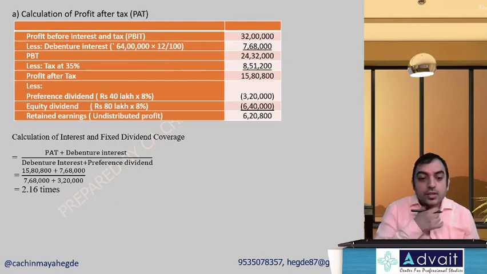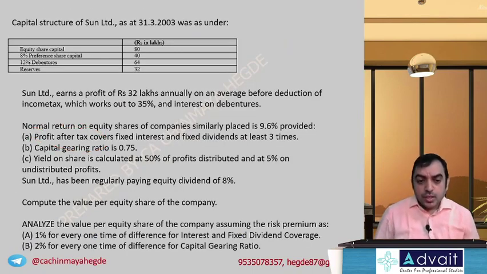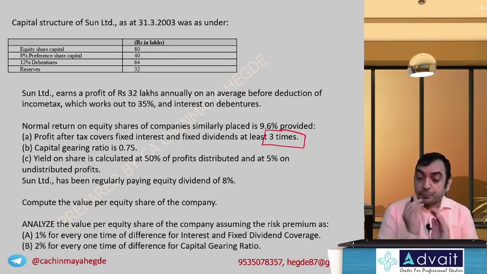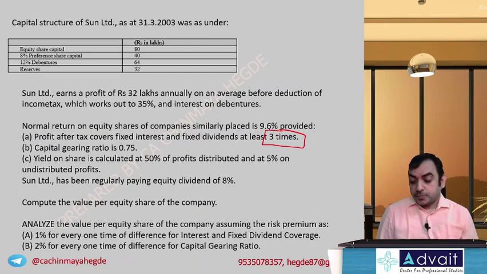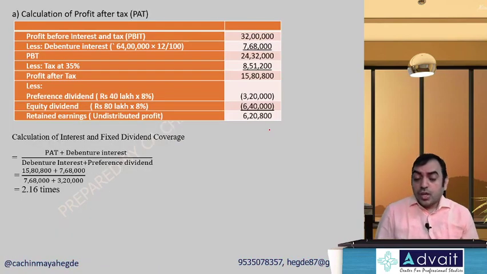Okay. Now, 2.16 is the coverage ratio. What does the question say? It should be at least 3 times. At least 3 times. But we are at 2.16. Now, are we meeting the criteria? No. Are we short of the criteria? Definitely yes. We fall short of 3. It was supposed to be 3, but we have only 2.16.